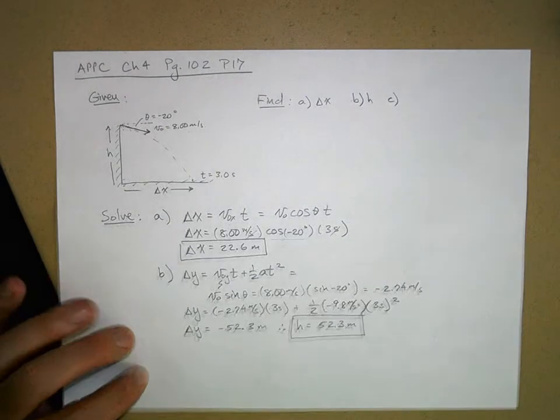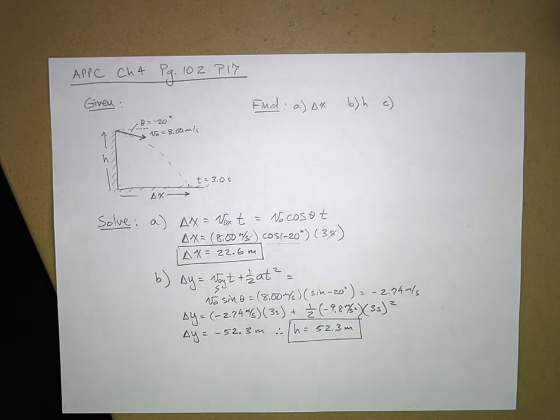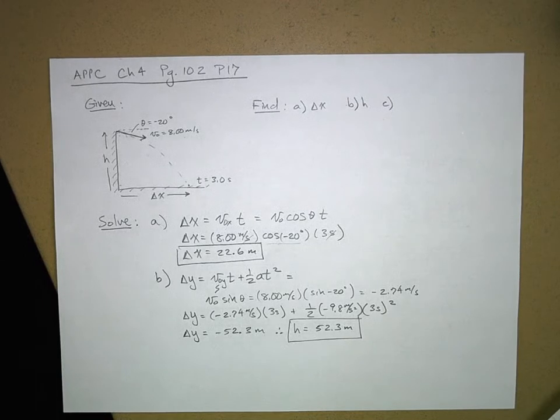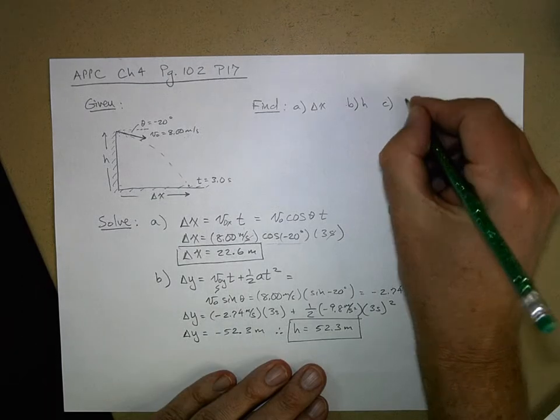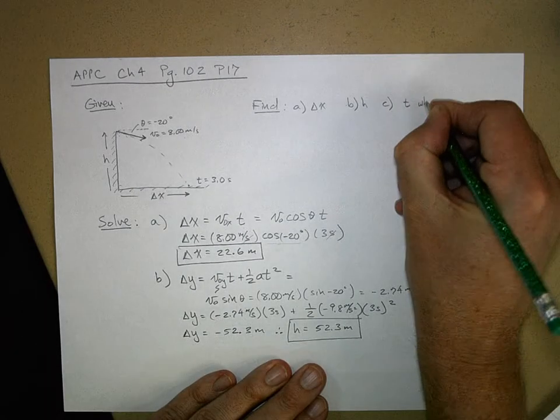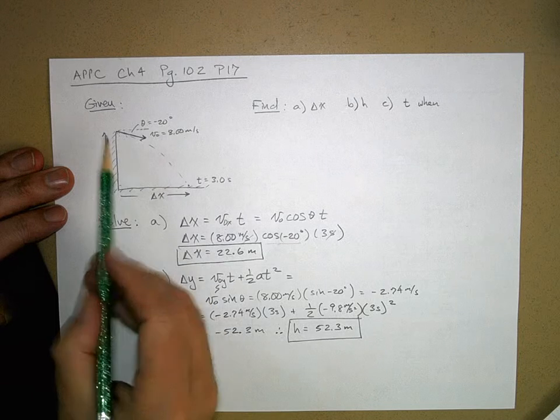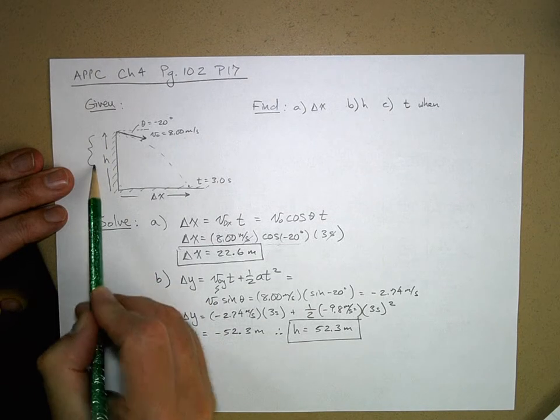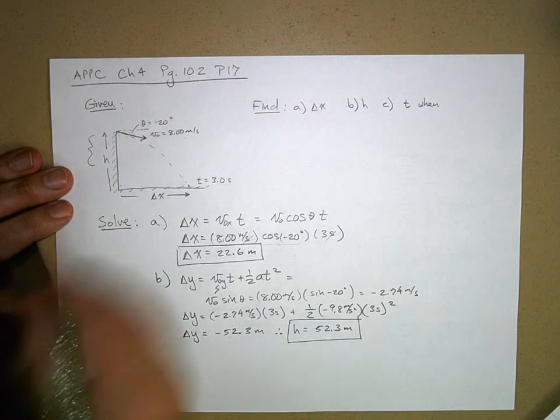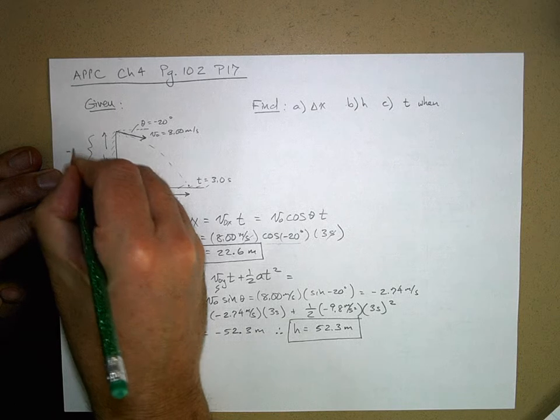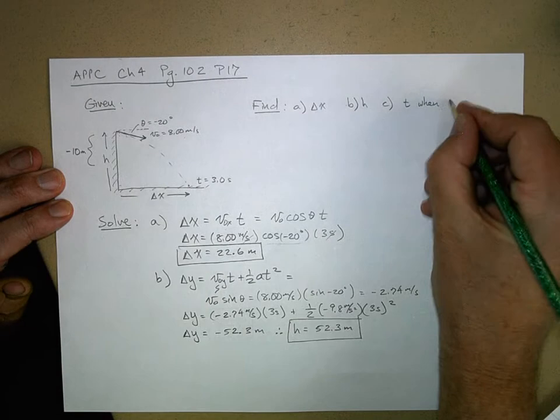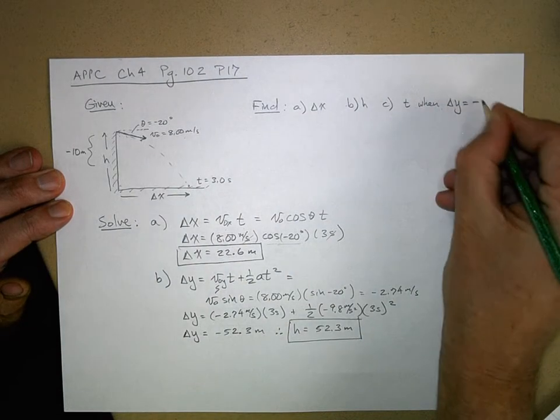We want to know, it says, how long does it take the ball to reach a point 10 meters below the level of launching? So we want to know t when we go down 10 meters, so this is negative 10 meters, when delta y equals negative 10 meters.